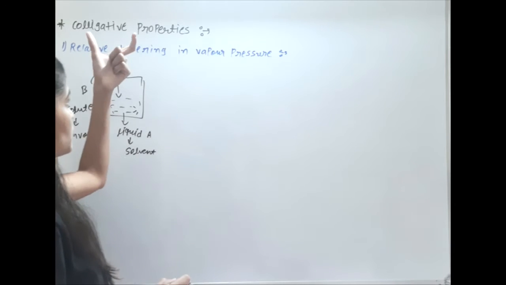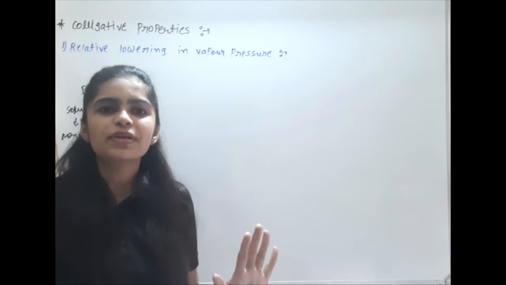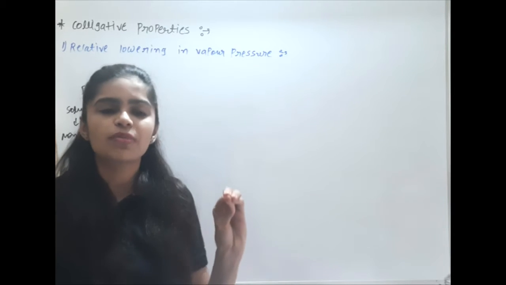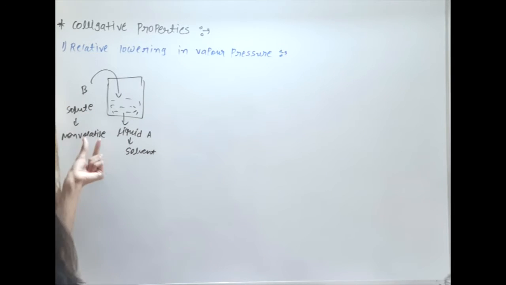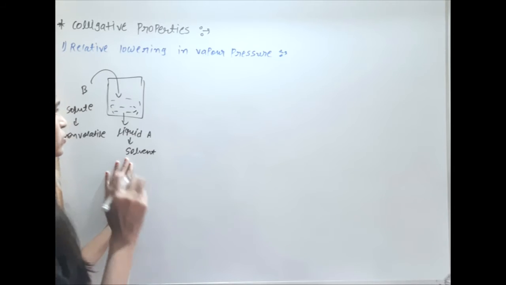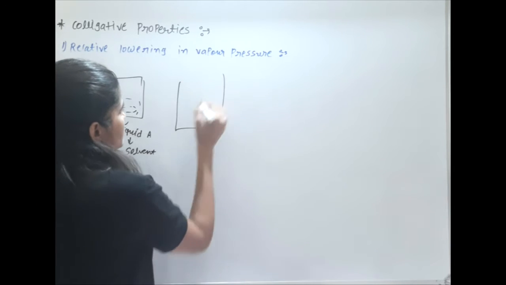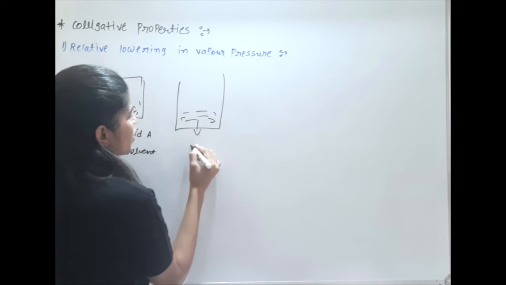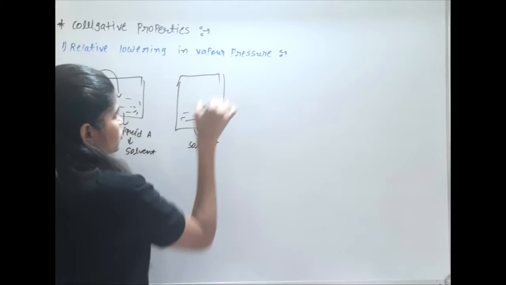This is because the colligative property depends on the non-volatile solute. It does not depend on its nature, but depends on the number of ions and molecules. So we consider the solute to be non-volatile. When we add the solute to the solvent, it makes the solution. And second, consider this beaker. This beaker is filled with only the solvent. This is a closed vessel.